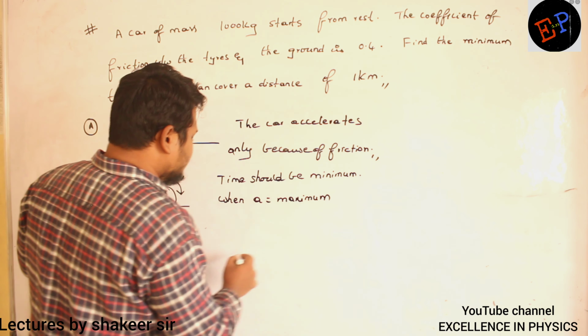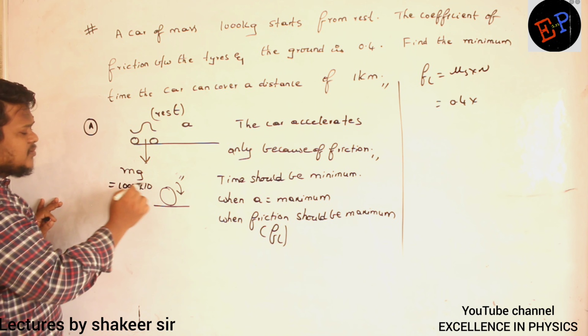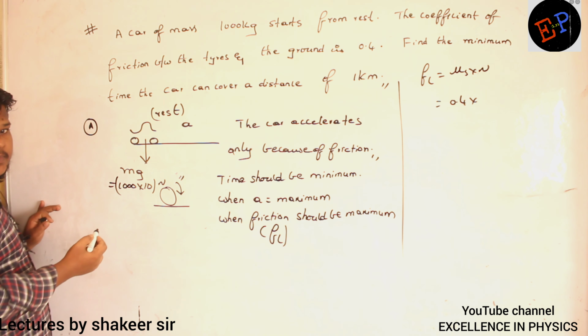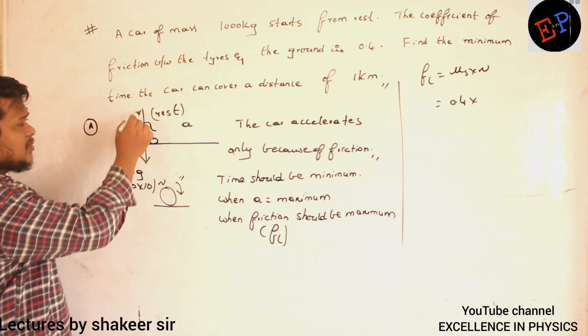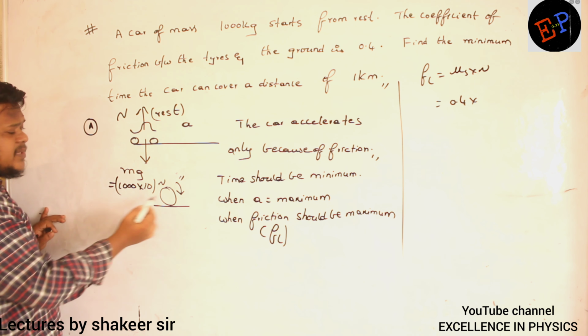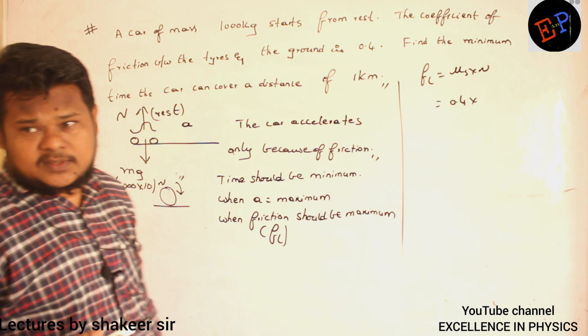Weight of the car will fall on the ground. What is the weight formula? mg, mass is 1000, g value is 10. So 10,000 newtons is the weight of this body. So this weight falls on the ground. What will the ground do? Ground will give a normal reaction. So normal reaction also will be exactly equal to 10,000 newton.